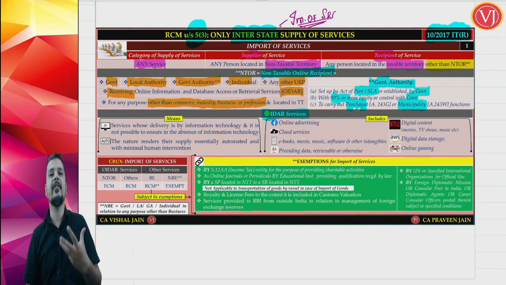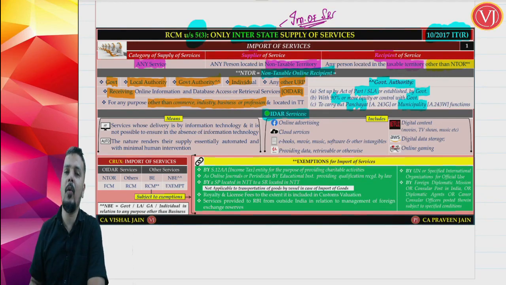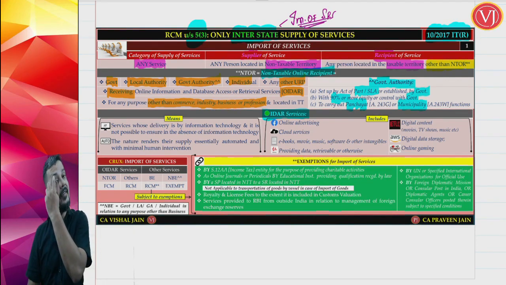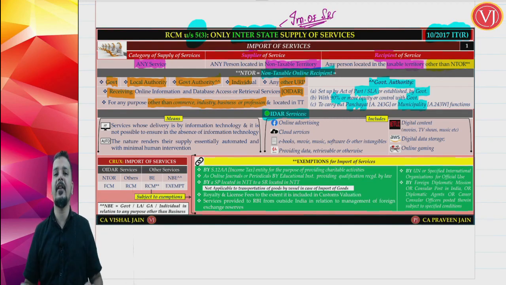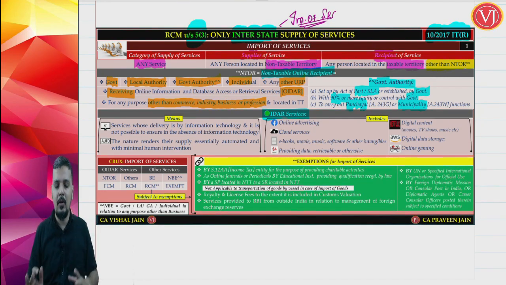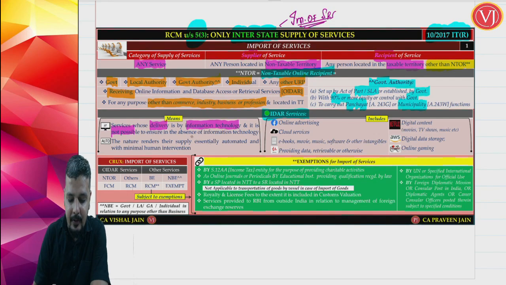Now as I discussed, a non-taxable online recipient is only a person who is receiving OIDAR services. It becomes very important for us to understand what is meant by OIDAR services, online information and database access and retrieval services. We have been discussing this term a number of times, and a simple definition that I have given till now is automated online services. You are getting the services online, automated, with no human intervention. OIDAR services means services whose delivery is by way of information technology, and it is not possible to ensure it in the absence of information technology.